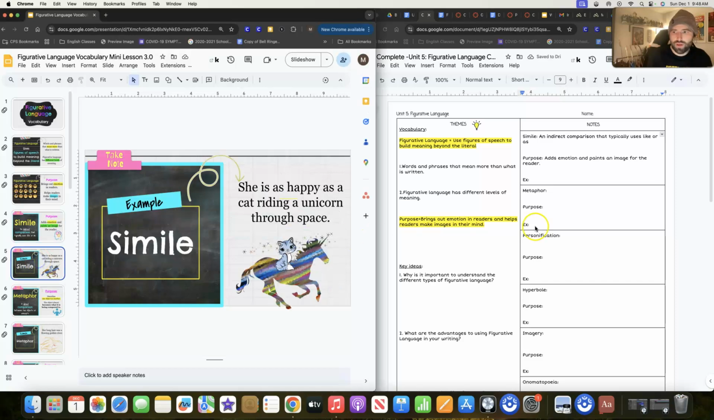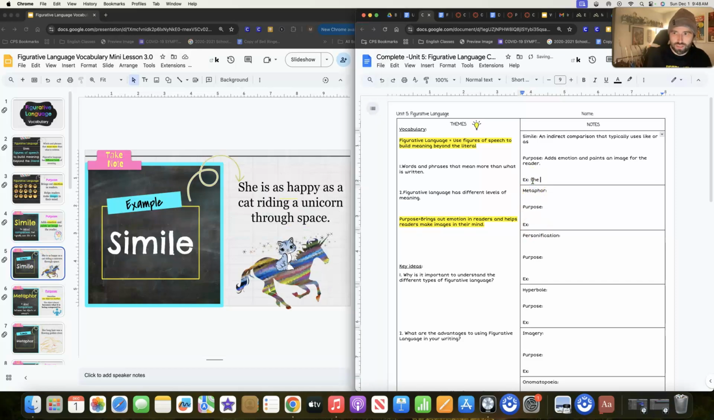You could say something super simple like "she is as happy as a clam." But I'm going to say she's as happy as a cat riding a unicorn in space. Notice I'm not saying she is a cat riding a unicorn in space. I'm saying she's as happy as a cat riding a unicorn in space. So we're picturing in our mind a happy cat riding a unicorn, okay, through space. Kind of a crazy simile there. But the purpose, of course, is just getting that picture in your brain.